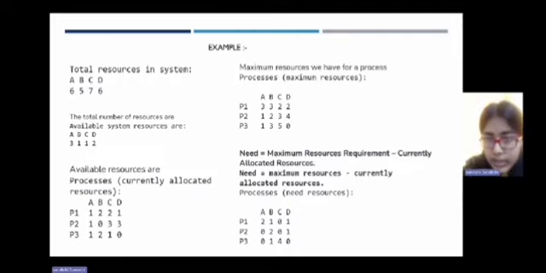Now how will we calculate the need? Need is the maximum resource request minus the currently allocated resource, or need equals maximum resource minus CAR, same. So here we can see maximum resource for A, P1 is 3 and the currently allocated resource is 1. So 3 minus 1 is 2. We can just subtract the allocated resource from the maximum resource to get the need.